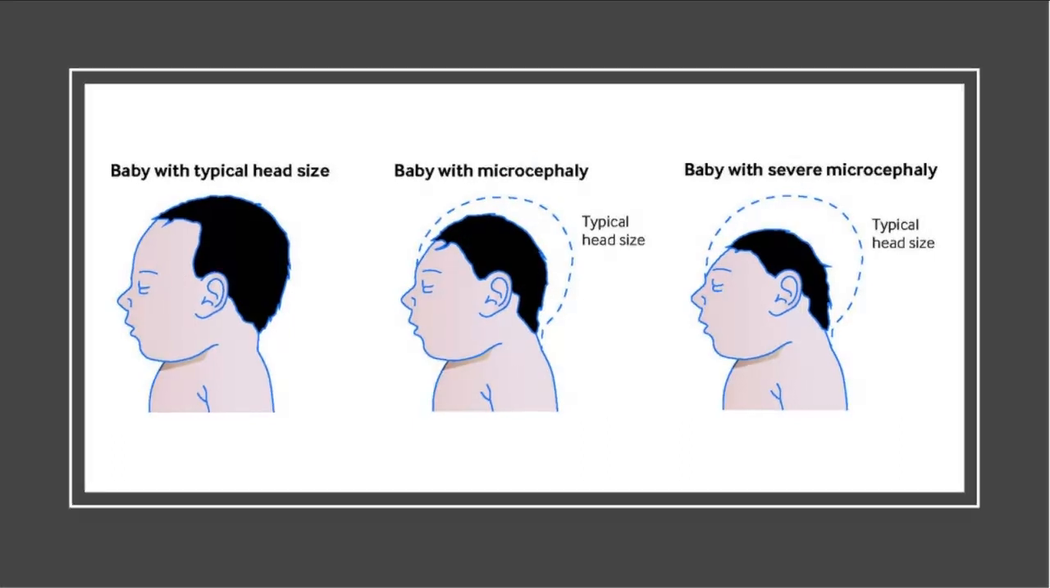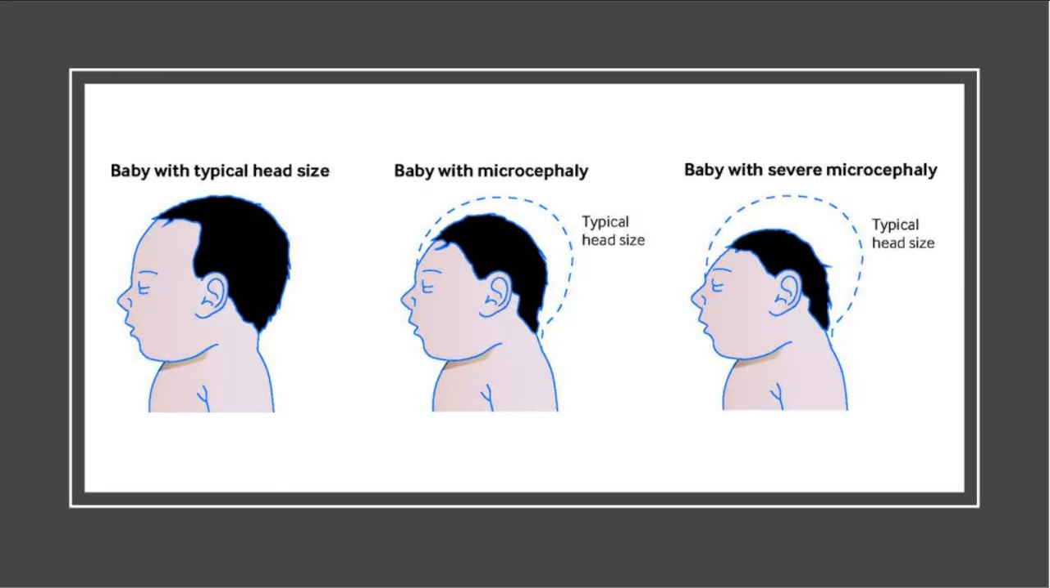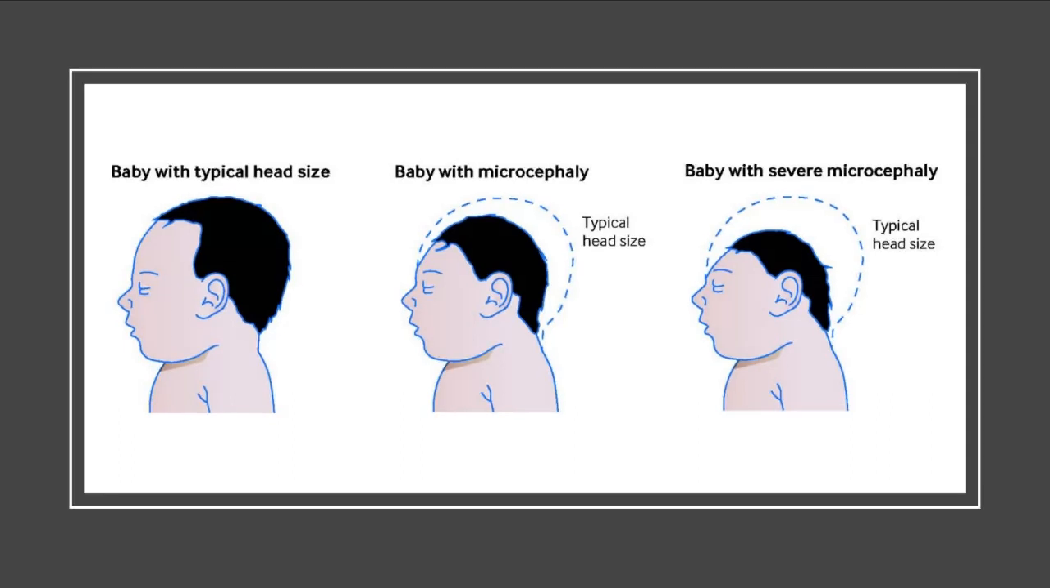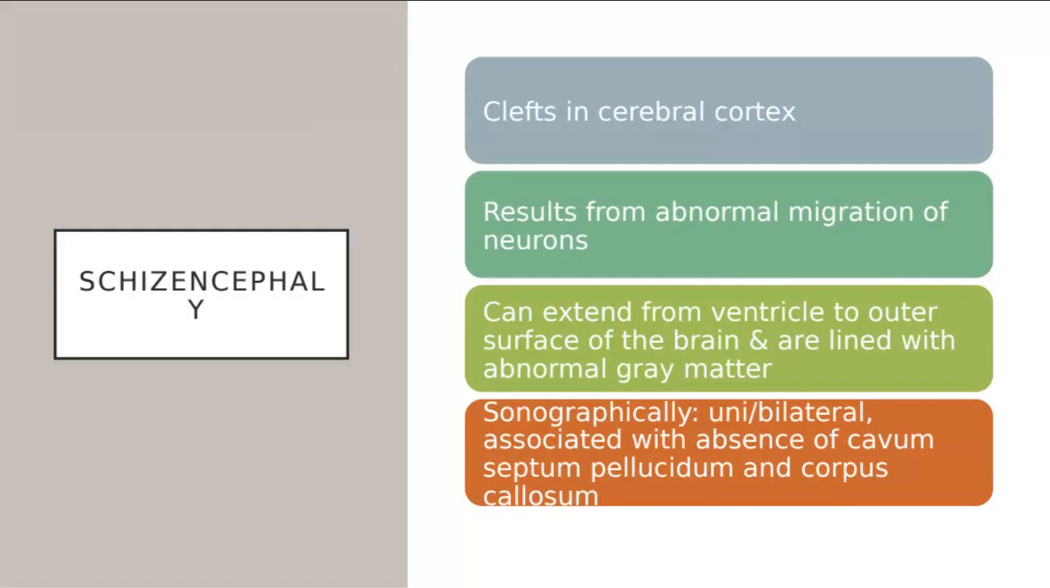Here we have a normal baby size head, left-hand side. Baby with microcephaly right in the middle. You can see kind of the back of the head becomes flattened, and then severe microcephaly on the right-hand side. So really, there's nothing that you can do with microcephaly anyway. So whether you have microcephaly or severe microcephaly, it doesn't really make a huge difference. It will in terms of childhood development and neurologic development, but there's really nothing that anyone can do once you fall into that category. Next, we have schizencephaly.